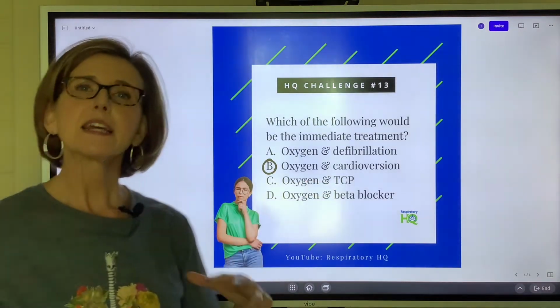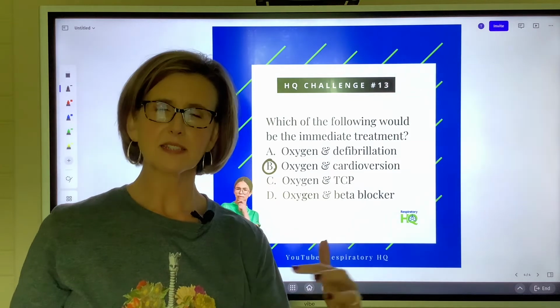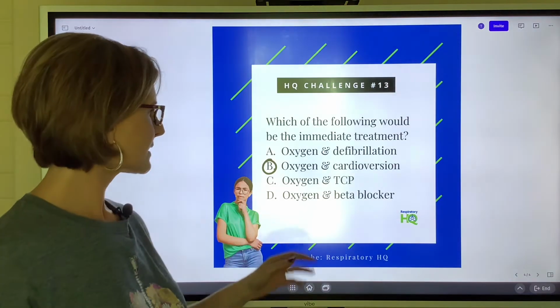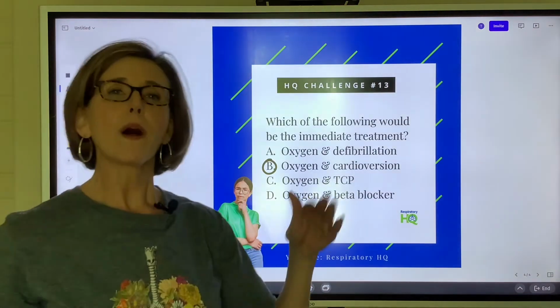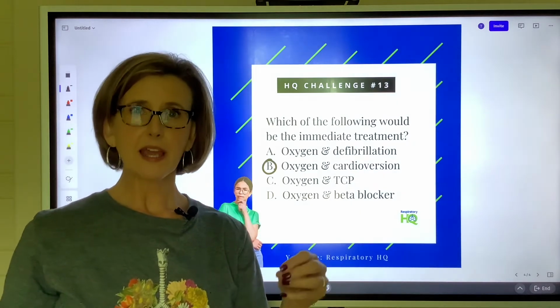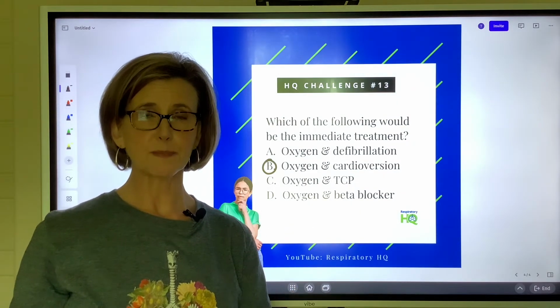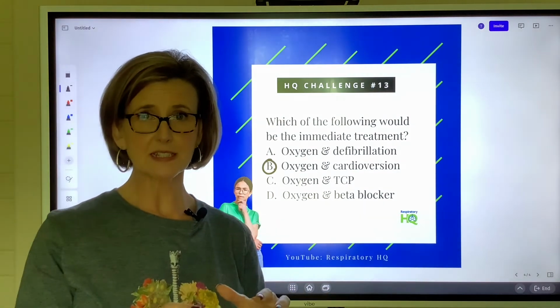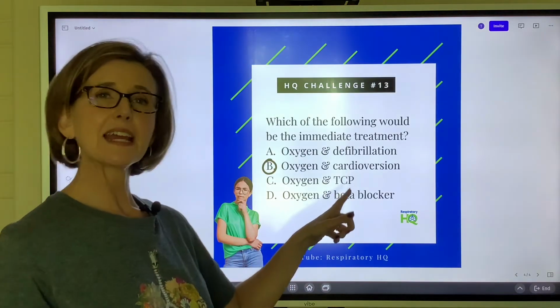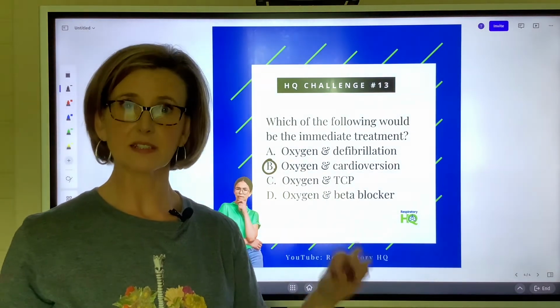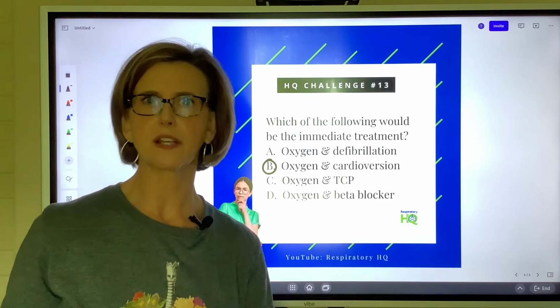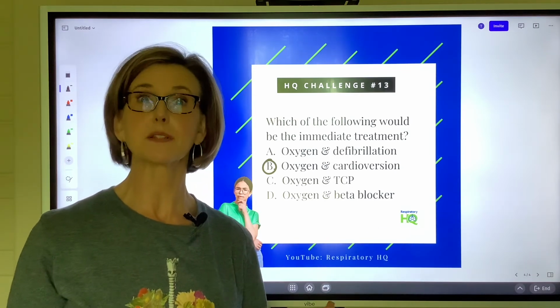Transcutaneous pacing is typically for heart blocks, second and third degree AV blocks, and then beta blockers. While that might be indicated for atrial fibrillation, because it was an emergency situation, we're not going to take time to put an IV in to deliver a beta blocker or to give it orally. We don't have enough time to mess with that.